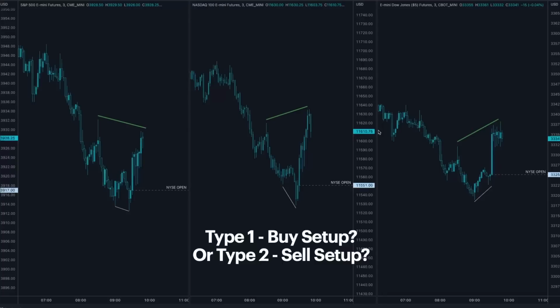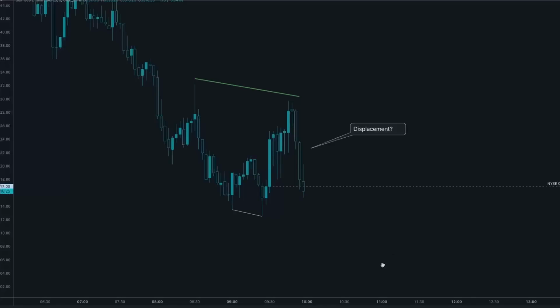After 9:30, we have the liquidity grab on NASDAQ. We have the divergence on S&P. Now step 3, yep, I see a displacement right here to the downside on S&P. We've taken out the short-term lows. We have our gap. We've been in this downtrend. Previously, we've reacted off of this fair value gap. And so that's what this is. It's a type 2 sell setup.